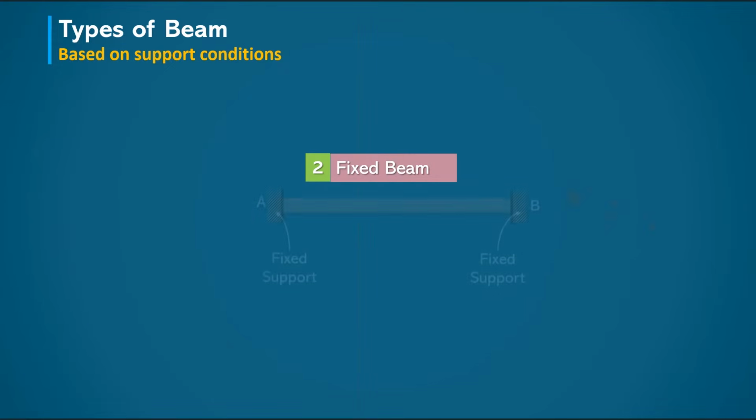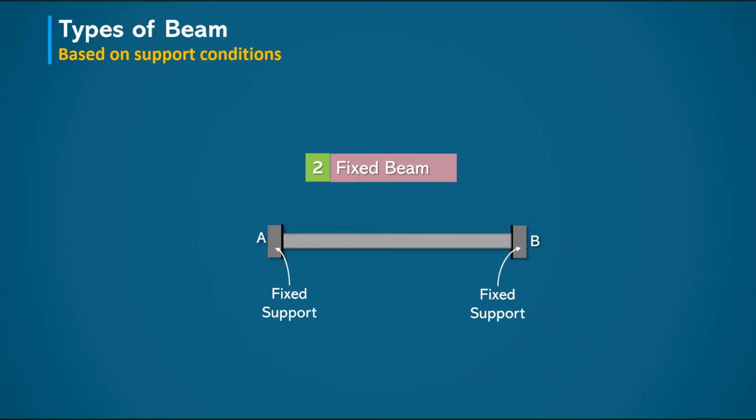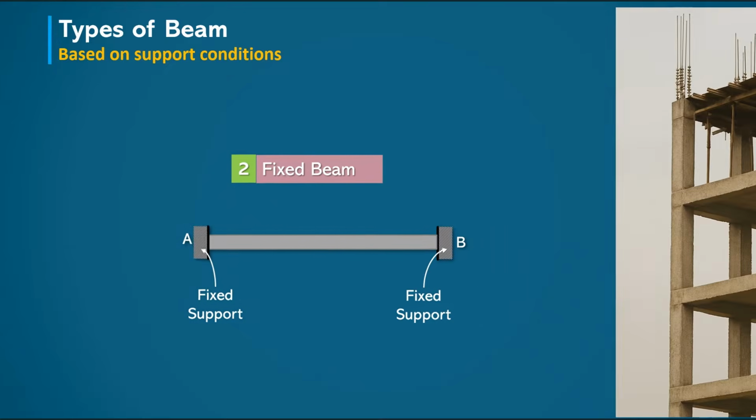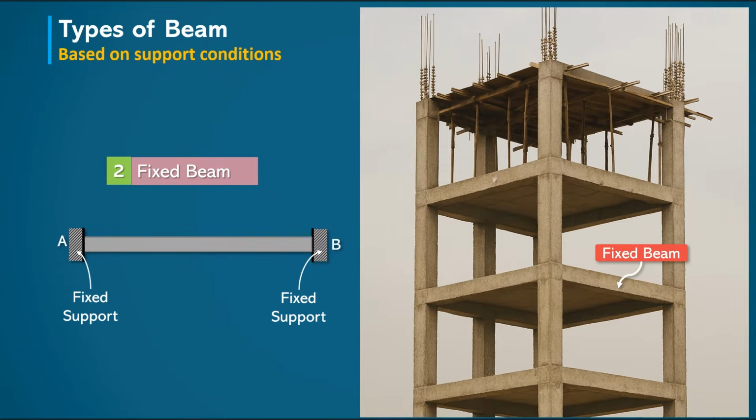Moving on, we have the fixed beam. It is rigidly held at both ends, preventing rotation. This type of beam can be seen in continuous frames of building and industrial shed, etc. The fixed beam reduces the deflection but requires careful detailing of reinforcement at support.